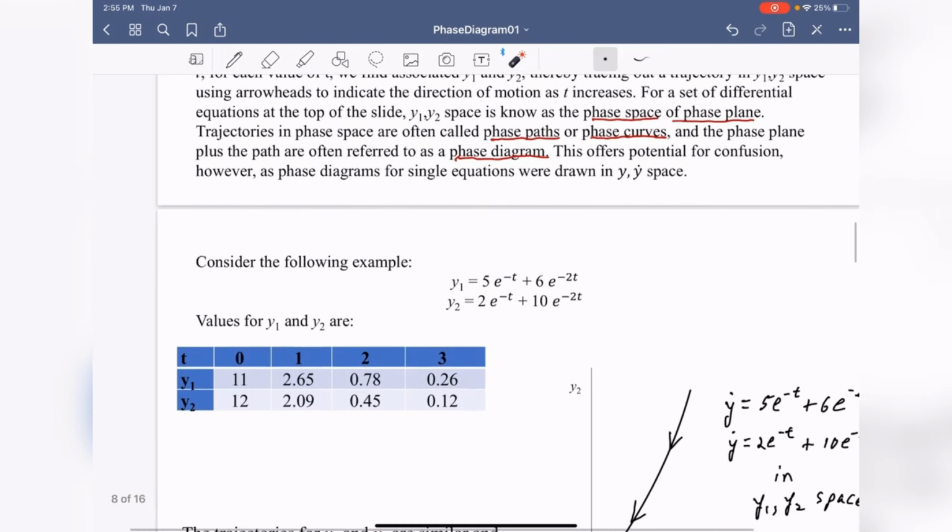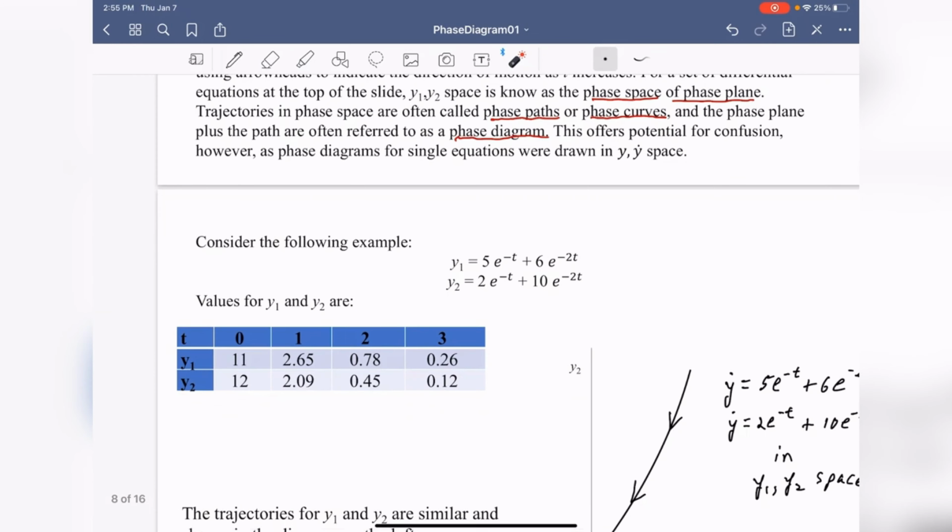So consider the following example where we have y1 equal to 5e to the minus t plus 6e to the minus 2t, and y2 is 2 times e to the minus t plus 10 times e to the minus 2t.